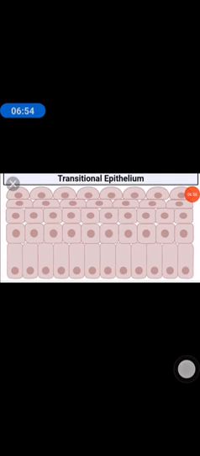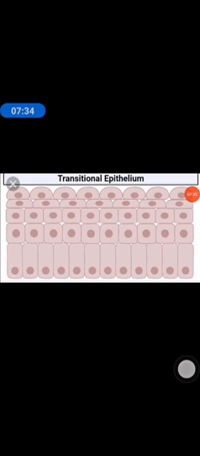Now, what are the characteristic features of transitional epithelium? Cells are arranged in 4 to 6 layers. Upper layer is dome-like or umbrella-like. Intermediate layer is cuboidal or polyhedral cells, and basal layer is cuboidal or even columnar. What are the distribution of transitional epithelium? Urinary bladder, ureter, renal calyx, and upper part of the urethra.